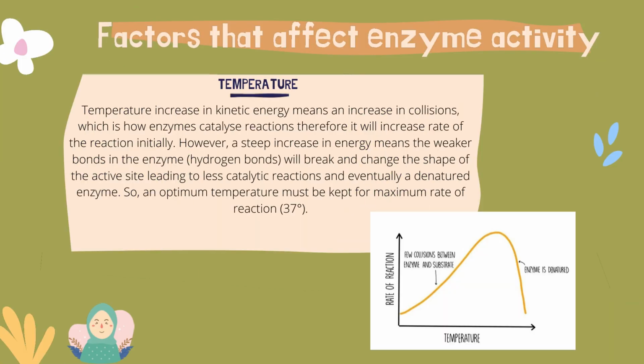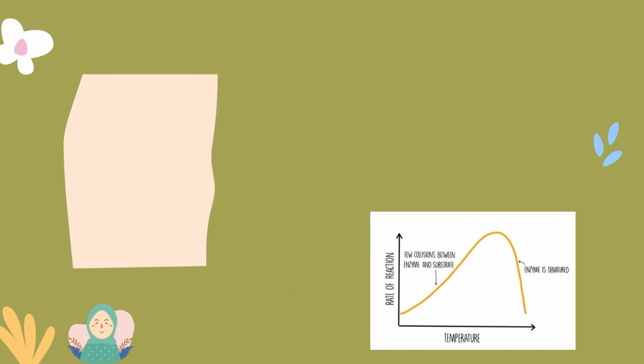Initially, a temperature increase will increase the rate of reaction. However, once it's high enough, the bonds that hold an enzyme together, for example, the hydrogen bonds, will become weaker and eventually break, changing the shape of the active site. Therefore, fewer reactions will take place. So an optimum temperature must be kept for maximum rate of reaction to occur.